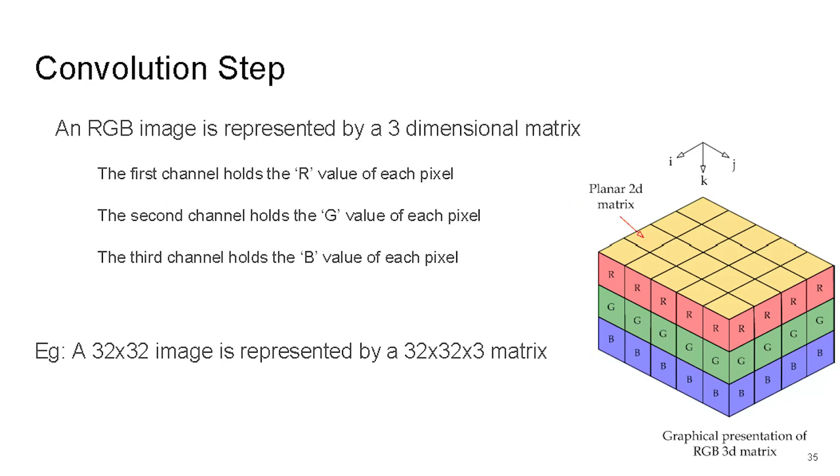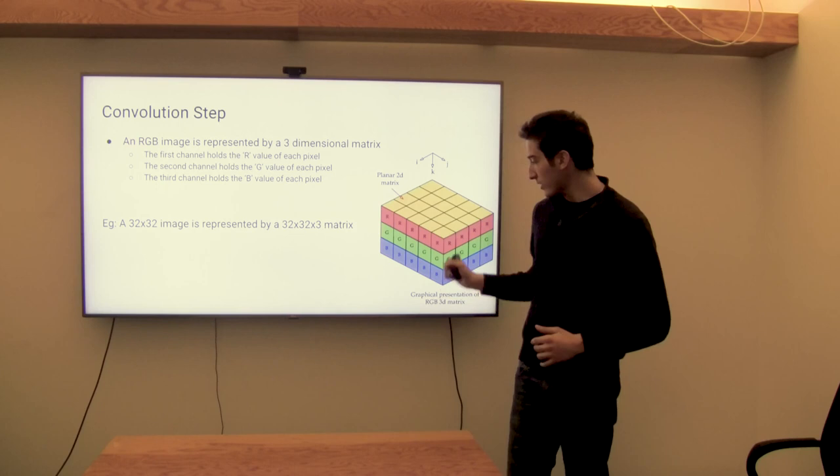So after we've discussed what happens at the activation layer, now we want to talk about convolution. As I said earlier, an image is obviously a two-dimensional image, but we're using RGB images, so we actually need three channels. What this means is that an image is actually three-dimensional, and each 2D matrix represents one channel, one of them corresponding to R, one to G, one to B. So a 32 by 32 image would essentially be represented by a 32 by 32 by 3 matrix, as can be seen here.